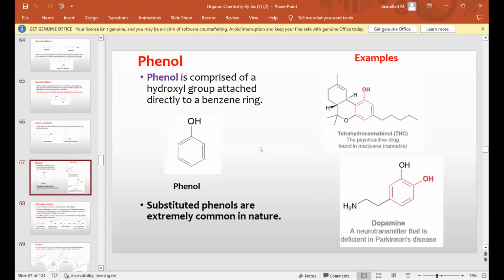And then we come to phenol. Phenol is a benzene ring containing OH as the substituent. So this is what phenol looks like. We can see it's found in THC, tetrahydrocannabinol, in weed, and also in dopamine, the neurotransmitter. We know that a deficiency of dopamine is what causes Parkinson's disease.